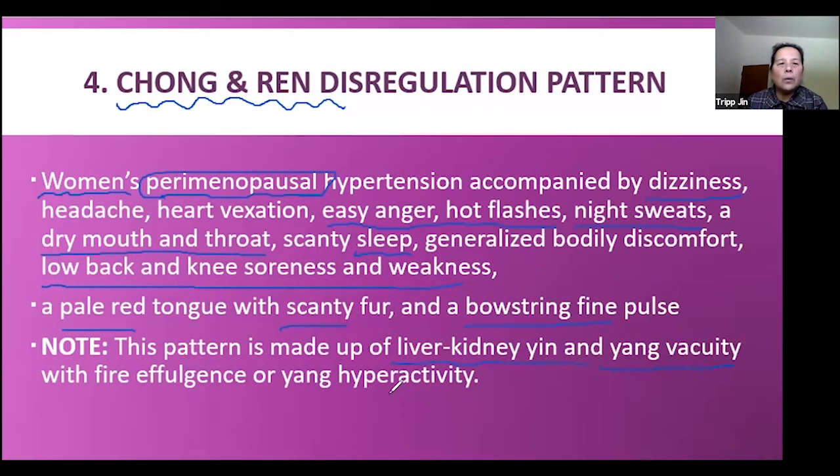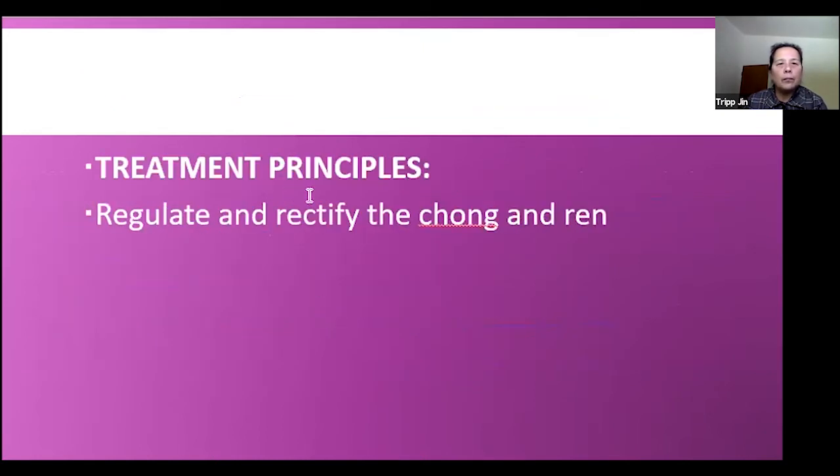If we go to organ diagnosis, this pattern has more relationship with aging people, especially women, and then some heat rushing up. So our treatment principle is to regulate the Chong and Ren.